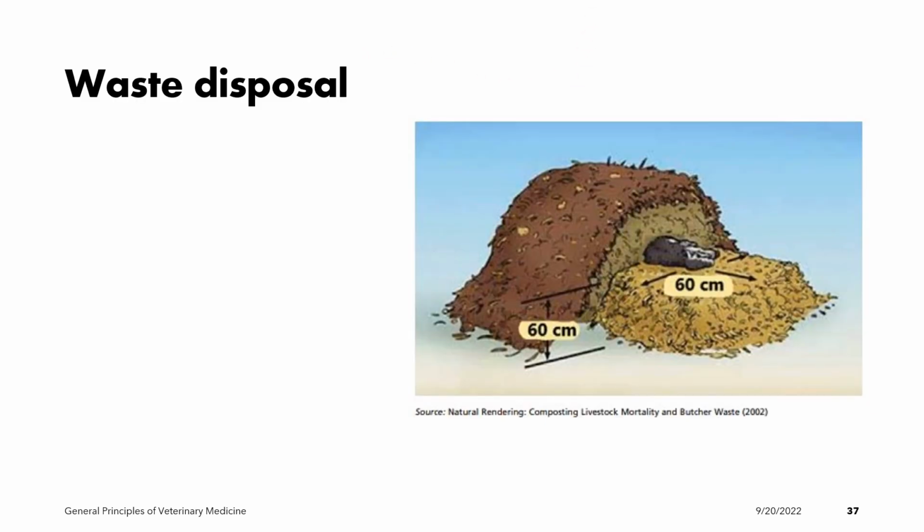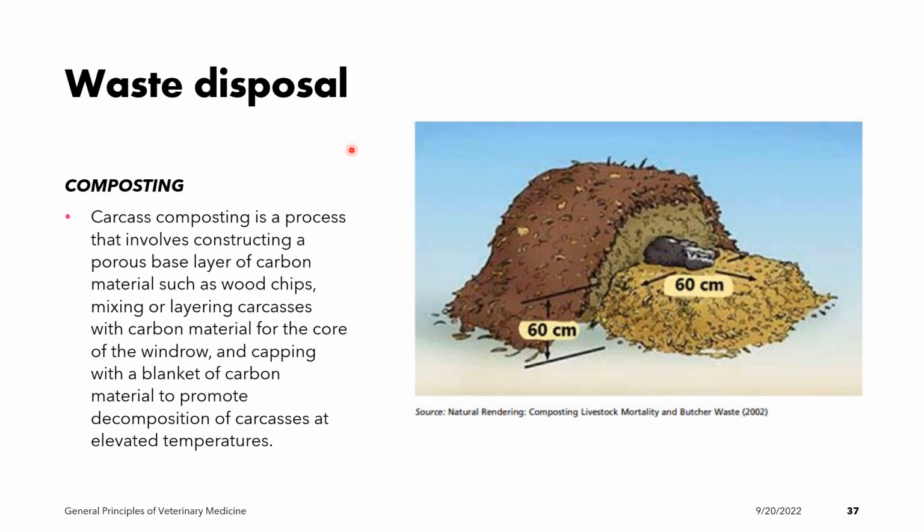Another method for carcass disposal is through composting. Composting is a process that involves constructing a porous base layer of carbon material, such as wood chips, mixing or layering carcasses with carbon material for the core of the windrow, and capping with a blanket of carbon material to promote decomposition of carcasses at elevated temperatures. According to our reference, the most significant composting exposure pathway is chemicals leaching to the groundwater and surface water.